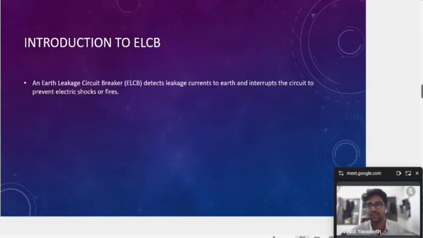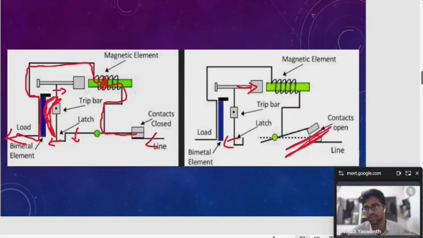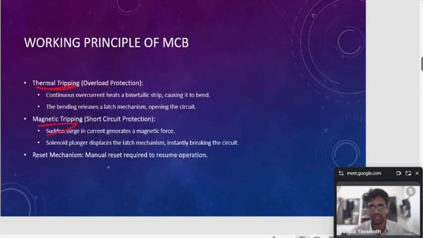Here in the MCB, I have explained how it is happening. That is the working principle of MCBs.